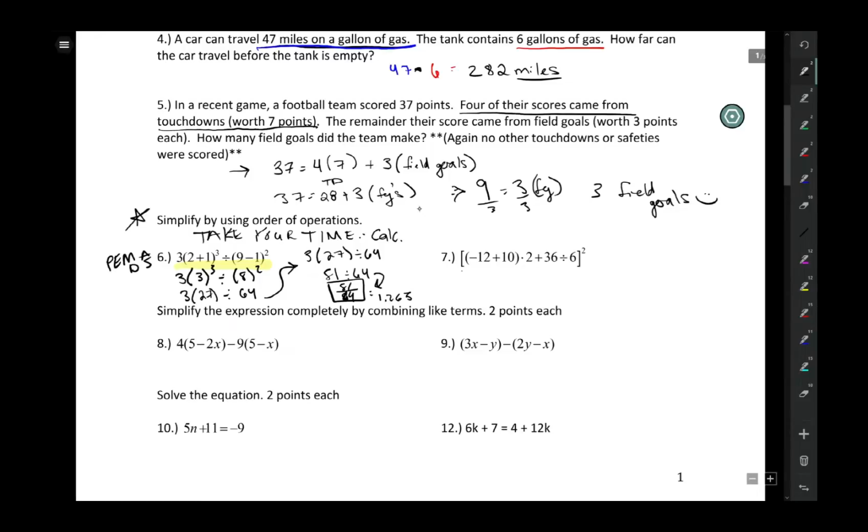Again, you want to do everything in parentheses, not only that, but in brackets then. So this is going to be negative 2 times 2. You can even do division right now. 36 divided by 6 plus 6.